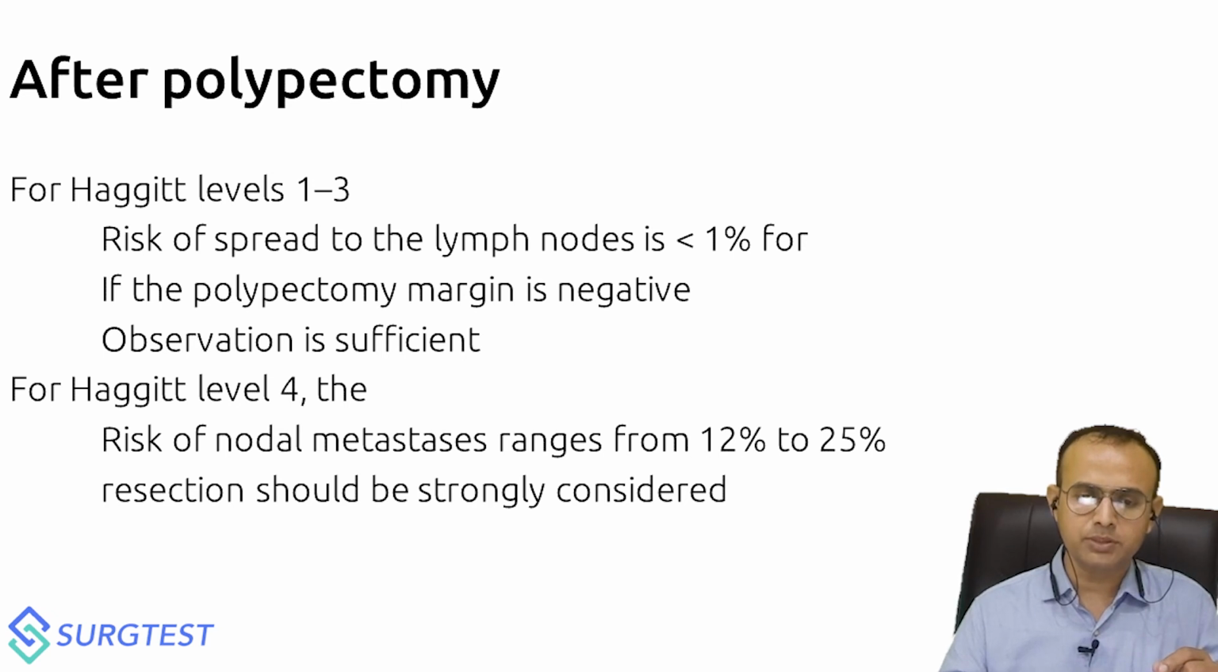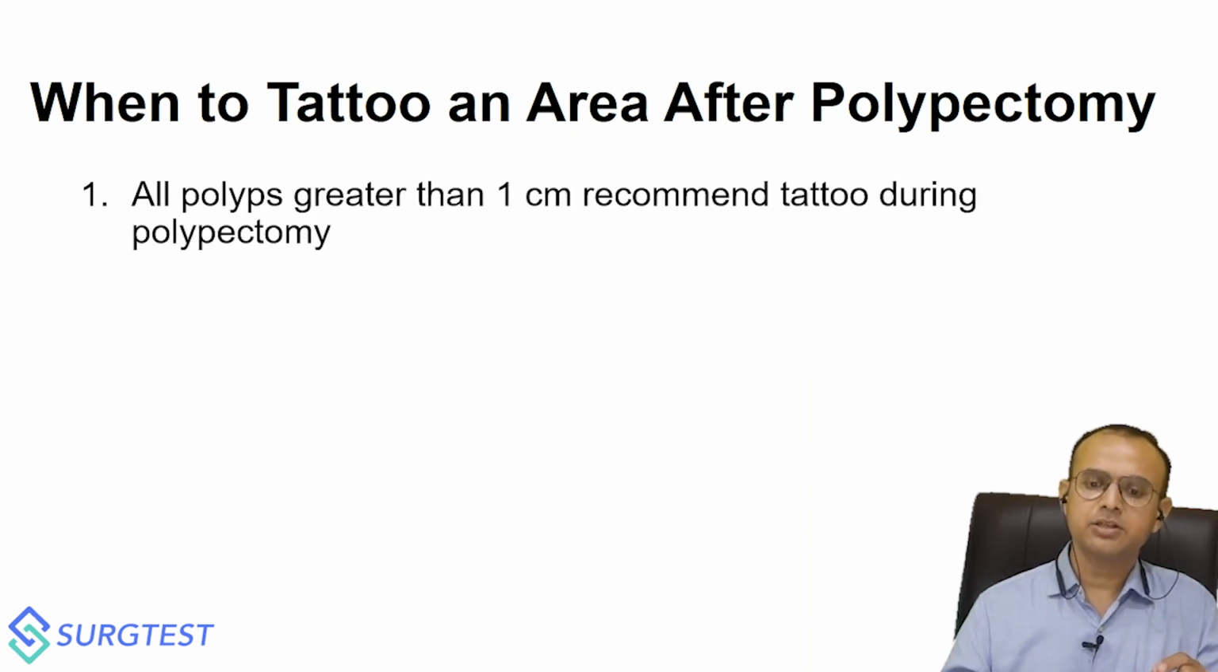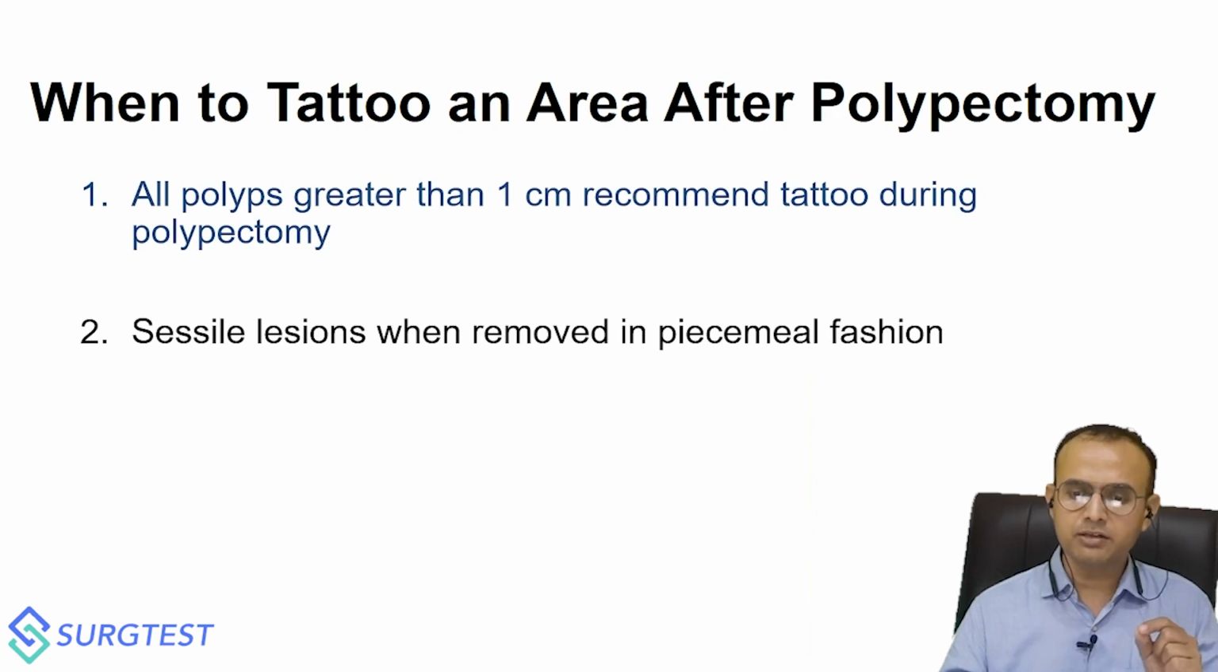After polypectomy, for Haggitt 1 to 3, the risk of spread to lymph nodes is less than 1%. If the polypectomy margin is negative, observation is sufficient. If Haggitt 4, the risk of metastasis ranges from 12 to 25%, and resection should be strongly considered. When to tattoo after polypectomy? For all polyps greater than 1 centimeter, tattooing is recommended during the polypectomy. A sessile lesion removed in piecemeal definitely needs tattooing.